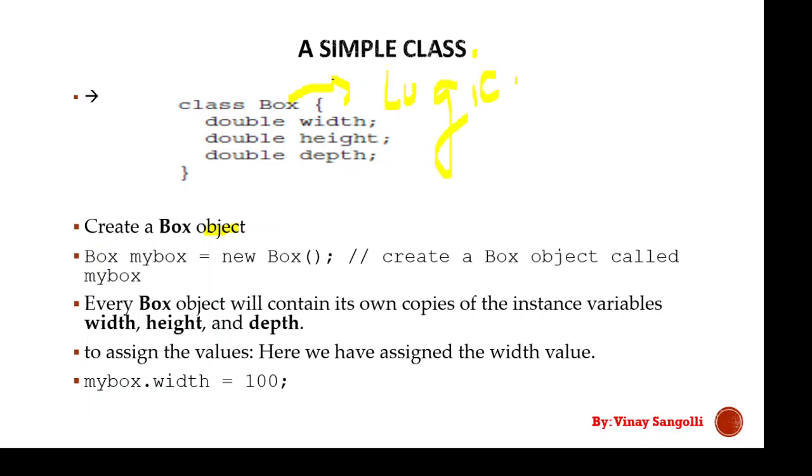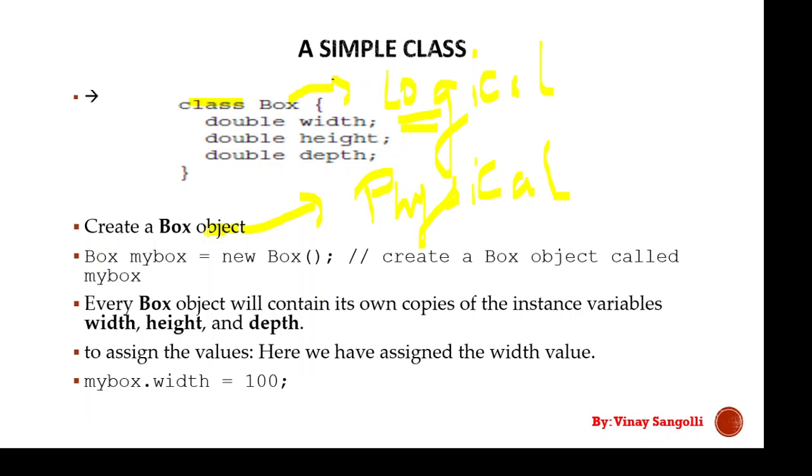And how to change this logical thing into a real thing, that is a physical thing, will be with the help of the object. So your object is nothing but a physical thing. So this is the difference between your class and object. So try to remember this thing.